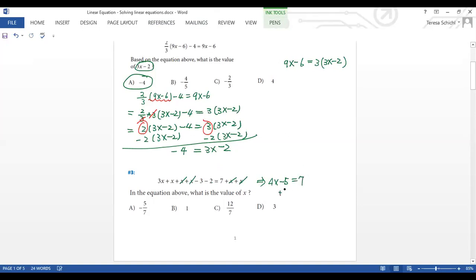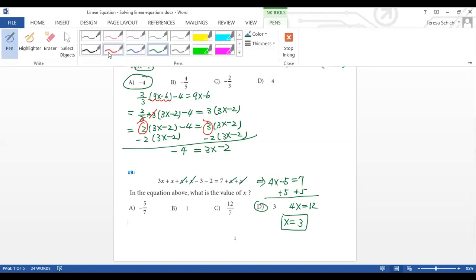Then you just plus 5 both sides. So what do you have here? You got 4x equal to what? 12. So what is x? X equal to 3 here, right? So this is the answer. So like I said, when you do the SAT, the speed is the concern. So for here, you can do it another way.